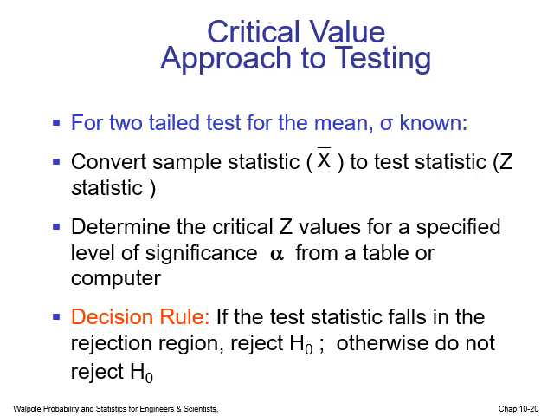First, we have two-tailed tests for the mean with known variance. We need to convert the sample statistic to a test statistic with z values. So we need to determine the critical z values for a specified level of significance from a table or computer. And then we make a decision rule. If the test statistic falls in the rejection region, we need to reject the H0. Otherwise, we cannot reject the H0.